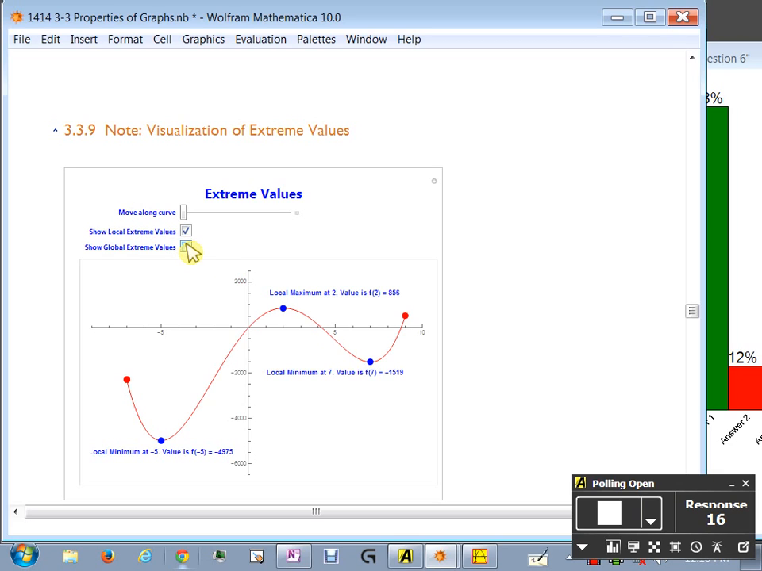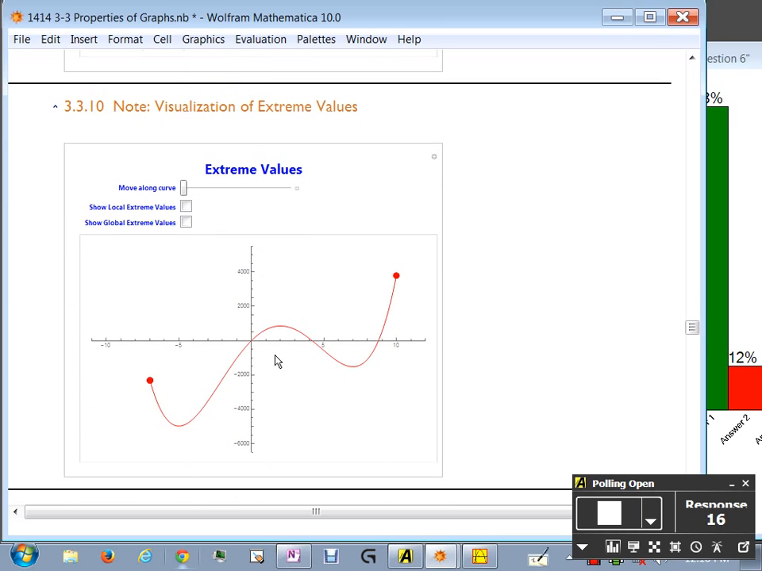All right, what about globally? Global means forget all the little neighborhoods. Who's the best out of the whole function? Those two are them, the green ones. This one right here is the highest value the function ever takes on, and the value is 856 or something like that. And the lowest value that ever happens here is negative 4,975. Those two are global, or global extremes.